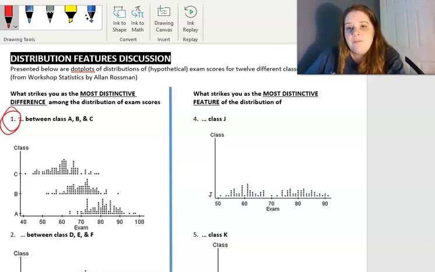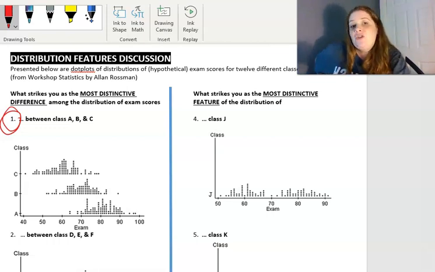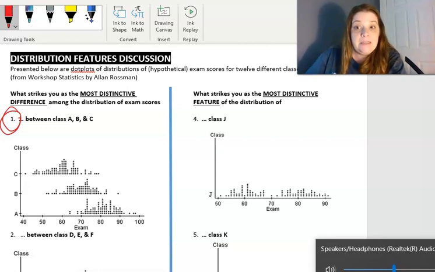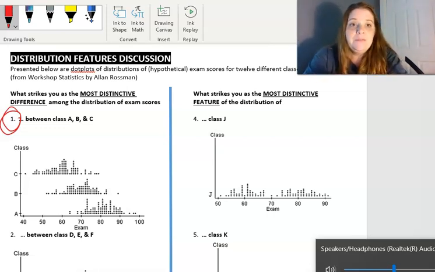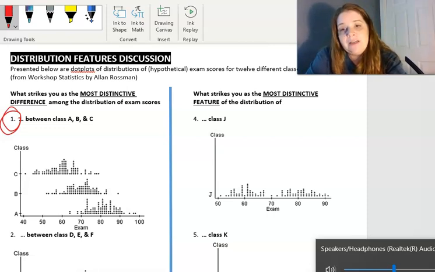They all have about the same left to right spacing. They're all about 40 units wide: 40 to 80, 50 to 90, 60 to 100. But the story that this graph is telling is that class A, on average, did better than class B, which did better than class C. So not every single student did better. There are definitely students in class A who did worse than students in class B and C, but on average, they did better.